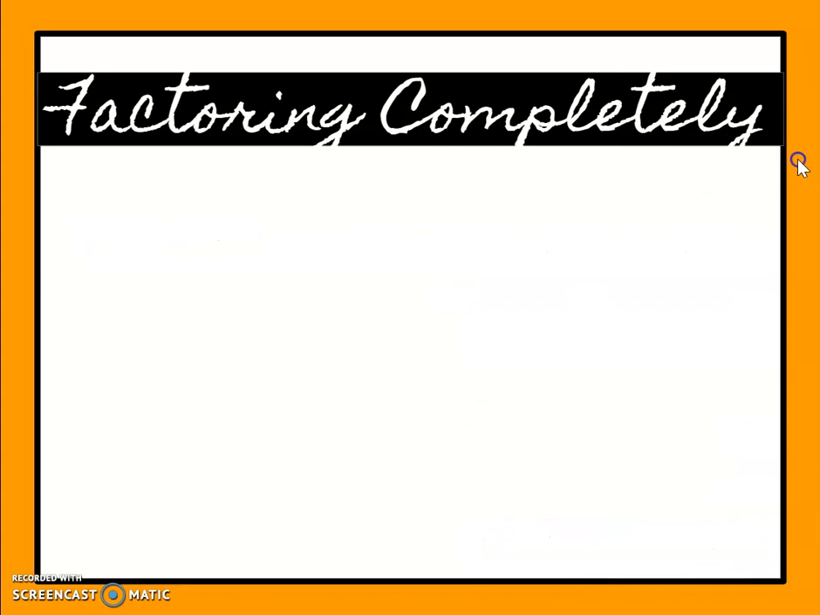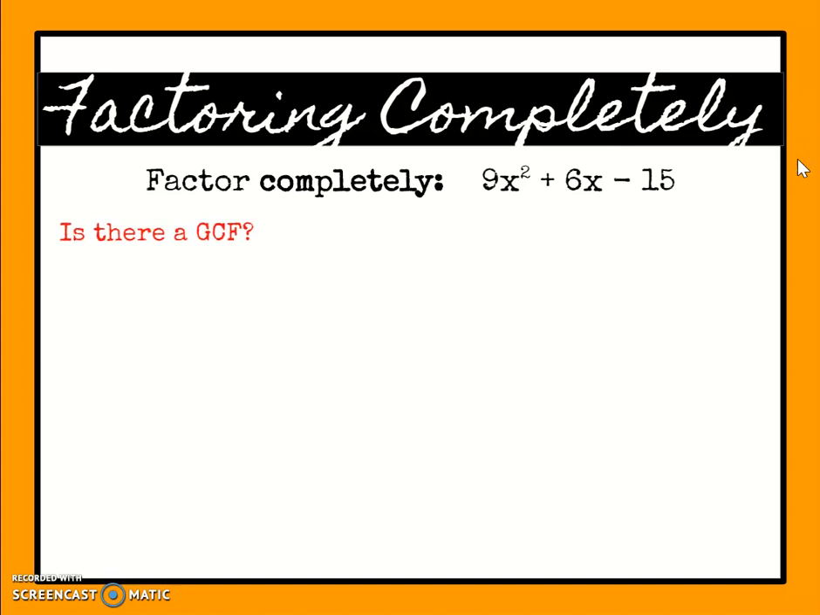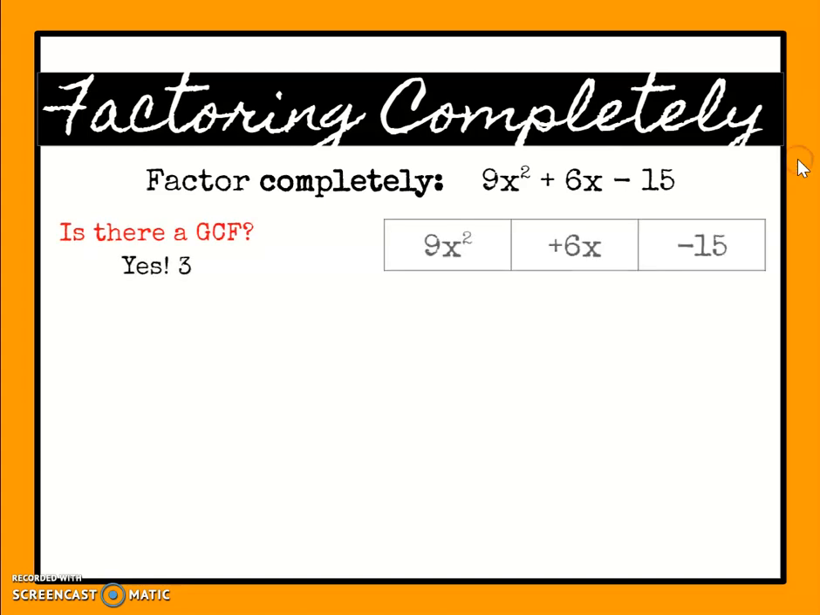Let's try another one. Factor completely. 9x squared plus 6x minus 15. Again, ask yourself, is there a greatest common factor? Yes, 3. So I can divide out a 3 from each of these terms. 3x squared, positive 2x, negative 5. Rewriting my expression as 3 times 3x squared plus 2x minus 5.